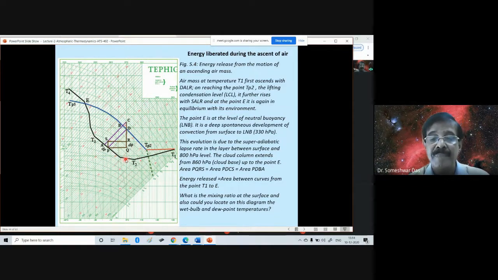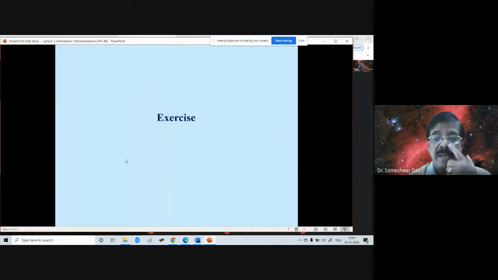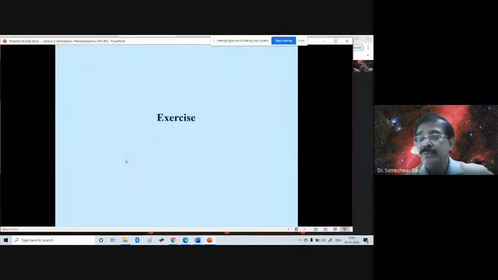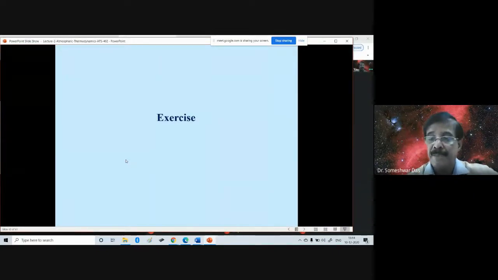If you recall the previous slide, I explained to you the mixing ratio lines, and also the dew point temperature, etc. Now, before we go for the exercise, I will try to discuss something more, because we have not yet discussed the basis of this diagram.